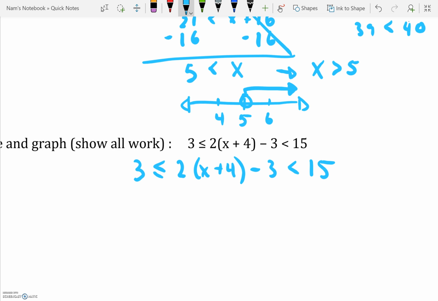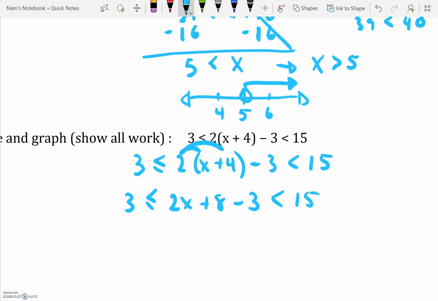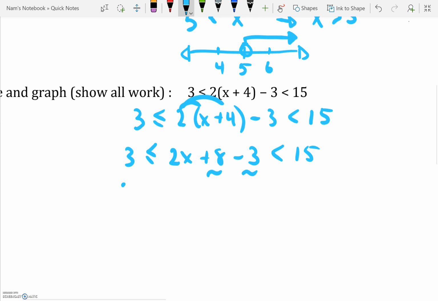But a good way to look at this is I'm going to go ahead and just kind of ignore this for right now. And what do you notice? If you take away less than 15, you have just your one normal inequality statement. You can do that, break it up into 2 different chunks, or you can do it all at once. It is going to be up to you. So what I'm going to do first is do the distributive property. So I get 3 is less than or equal to 2x plus 8 minus 3 is less than 15. And then I'm going to combine like terms. So I get 3 is less than or equal to 2x plus 5 is less than 15.